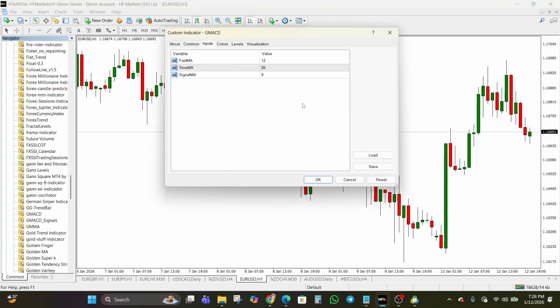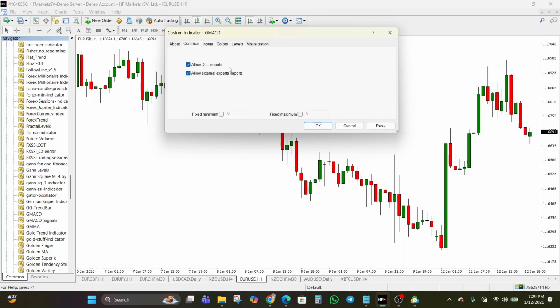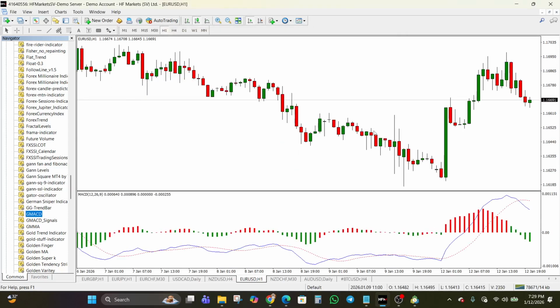All right, so now you will notice that there are a few custom settings here. The fast MA is 12, slow MA 26, signal MA 9. Ensure that the allow DLL imports box is checked. And here we go. All right, so now this indicator helps you to enhance your momentum trading.